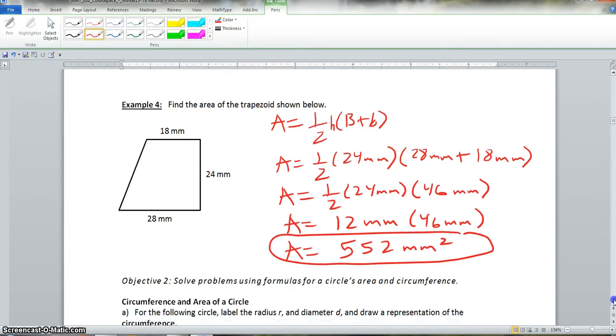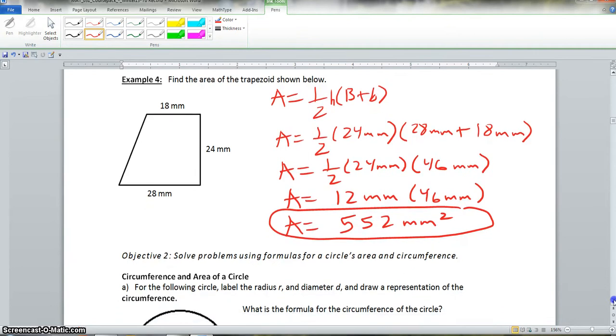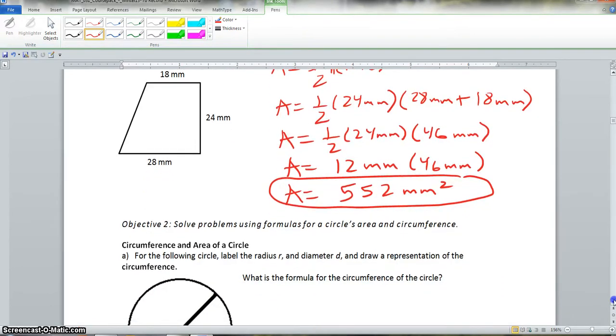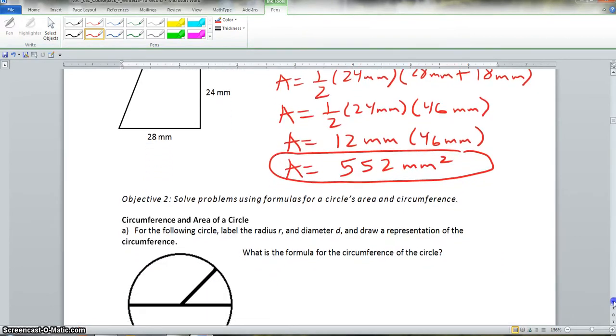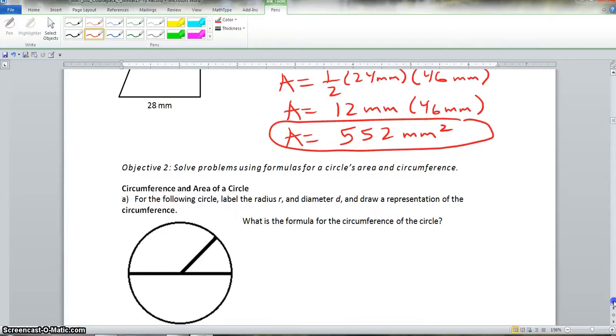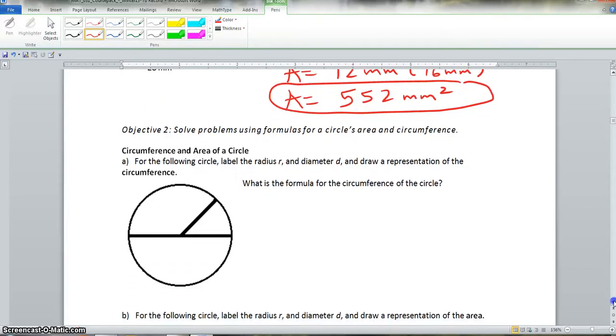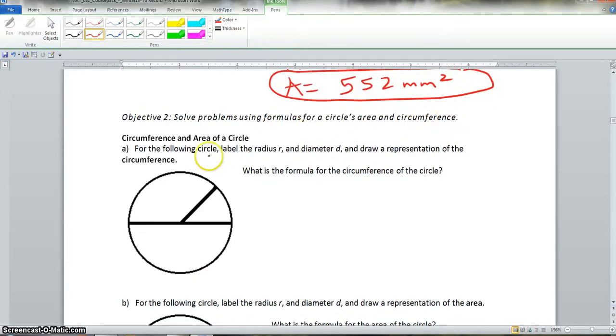Now we scroll down here to circumference and area of a circle. Now it says objective 2. Solve problems using formulas for a circle's area and circumference. Circumference and area of a circle. For the following circle, label the radius r and diameter d and draw a representation of the circumference.